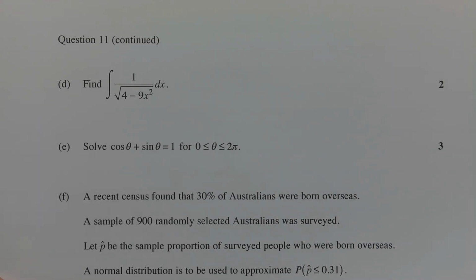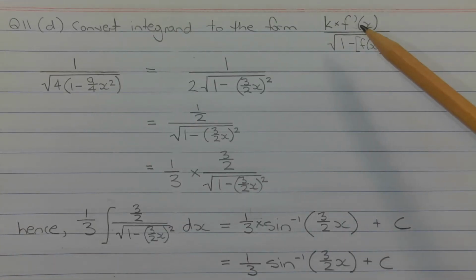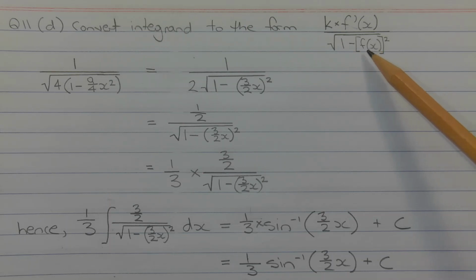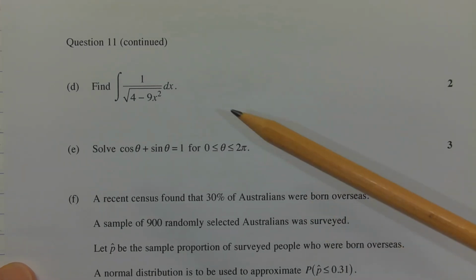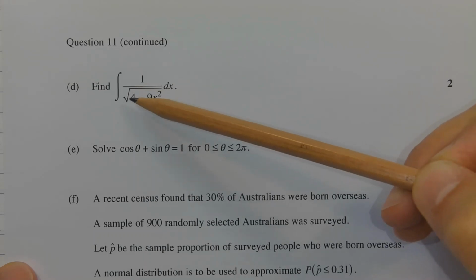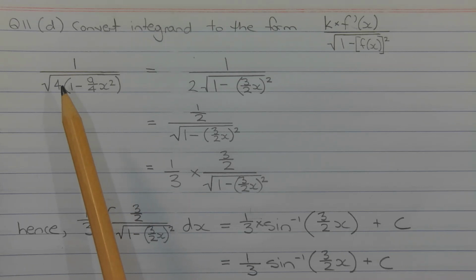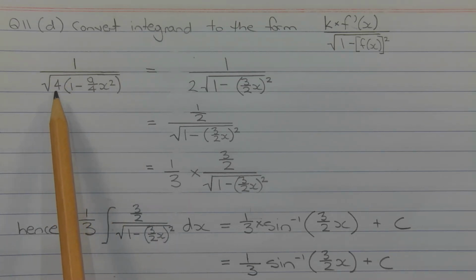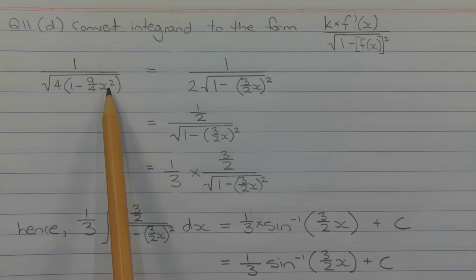Now, to make the integration a little easier, I'm going to rewrite this expression in the form k times f dash of x over the square root of 1 minus f of x all squared. So going back to the original question, the first step is to factorize out 4 from the expression inside the surd. So factorize out 4 from 4 minus 9x squared, and we get 1 over the square root of 4 outside of 1 minus 9 over 4 times x squared in brackets.